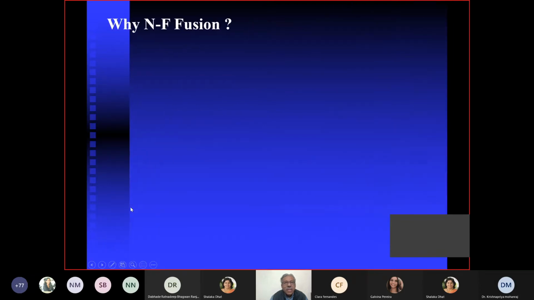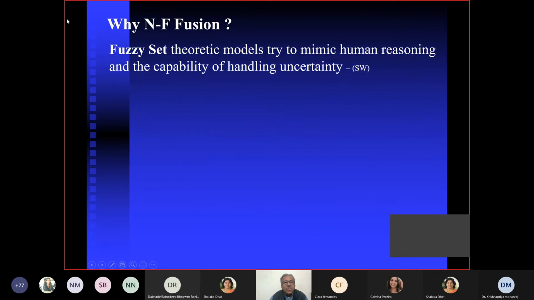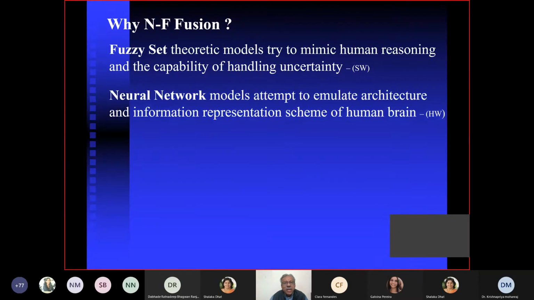So why neuro-fuzzy fusion? Because fuzzy set theoretic models try to mimic human reasoning and the capability of handling uncertainty. That was our lesson we have seen. Similarly, independently, we have seen that neural network models attempt to emulate the architecture and information representation scheme of the human brain. That's what I explained in my last slide: it tries to mimic the biological neurons, the information representation scheme of the human brain, the nervous system.